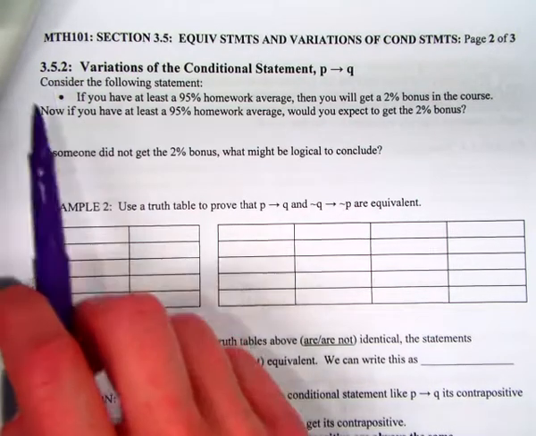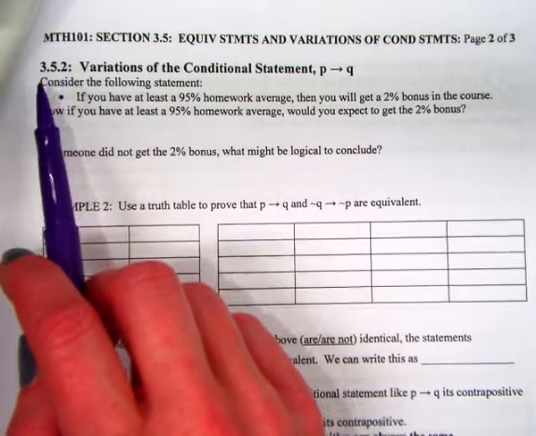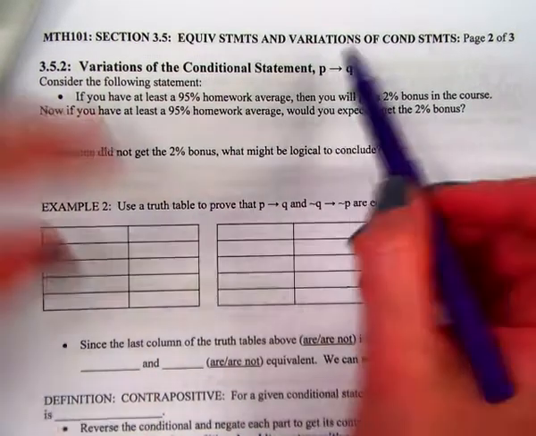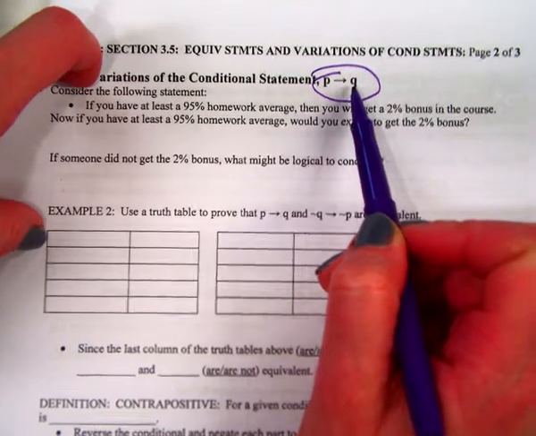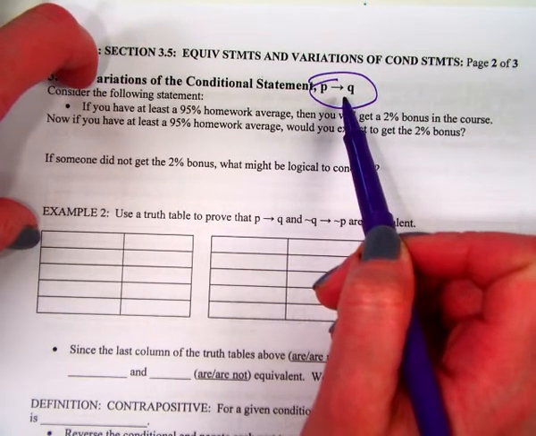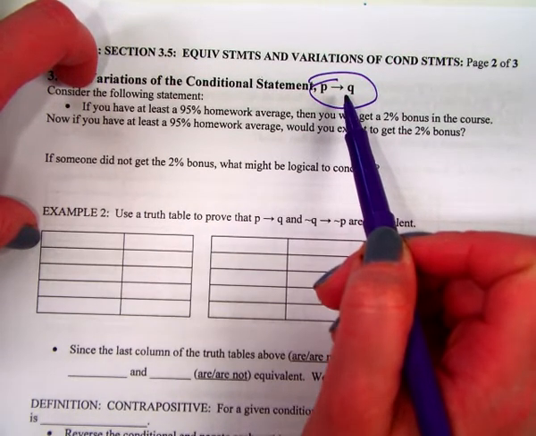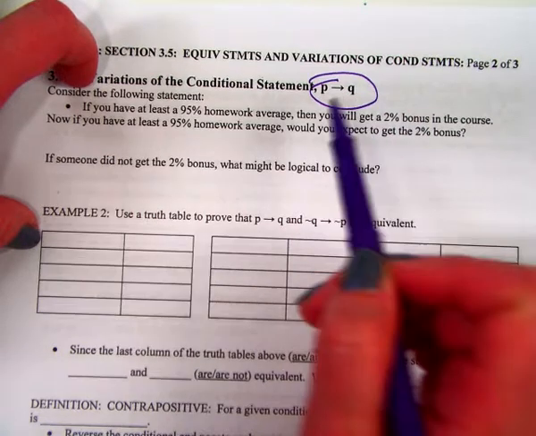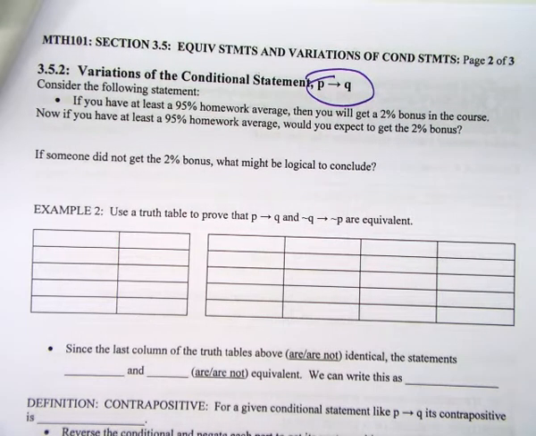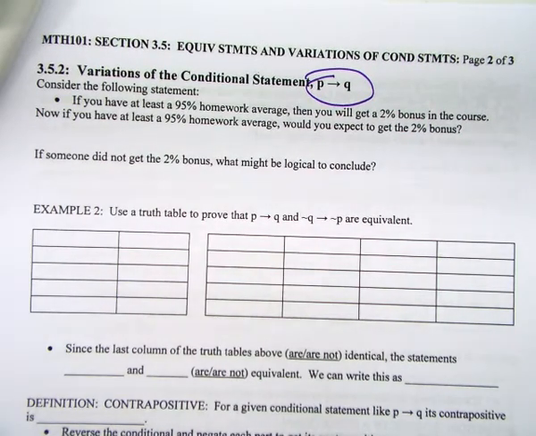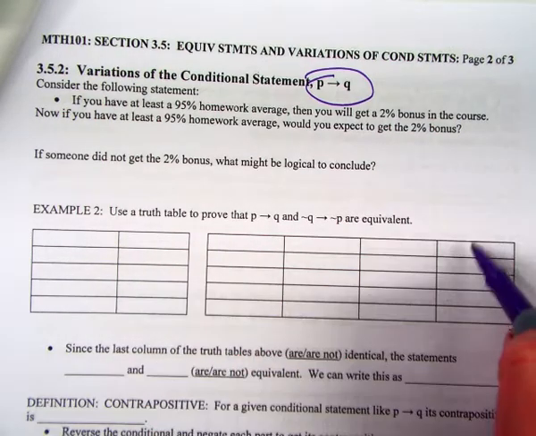All right, so in your notes packet 3.52, where it talks about variations, what it means is everything we've talked about so far: the converse, inverse, contrapositive, okay? But what we're going to practice today is deciding which of those are equivalent. And we just talked about that equivalent statements are the ones that have the same values for the last column.